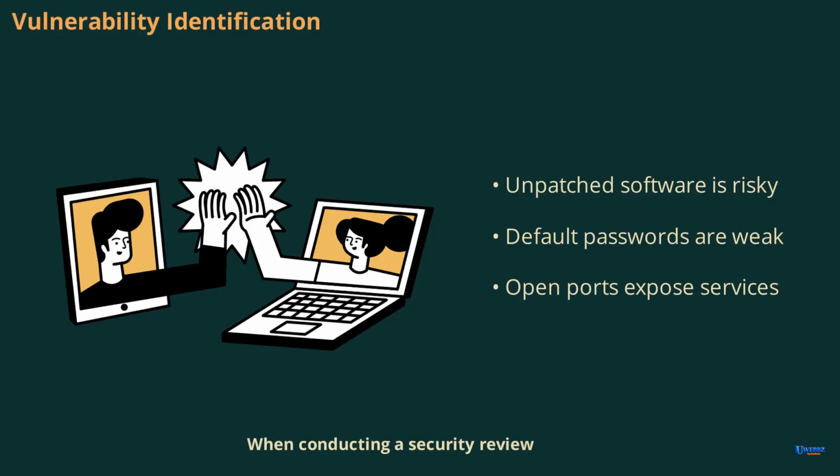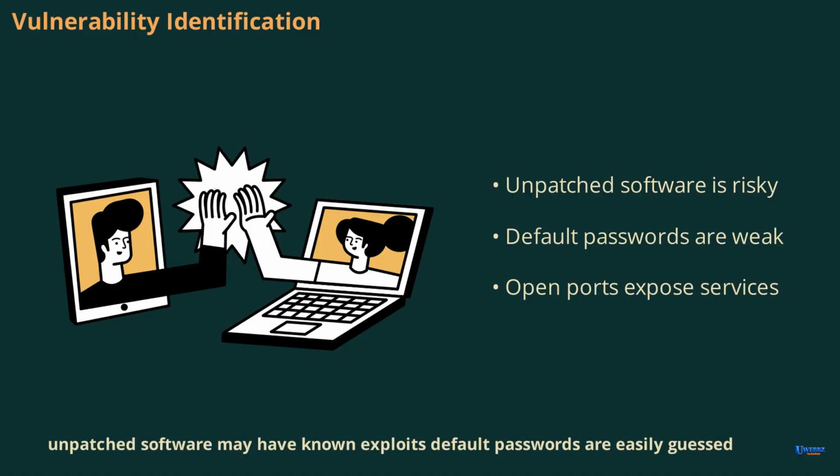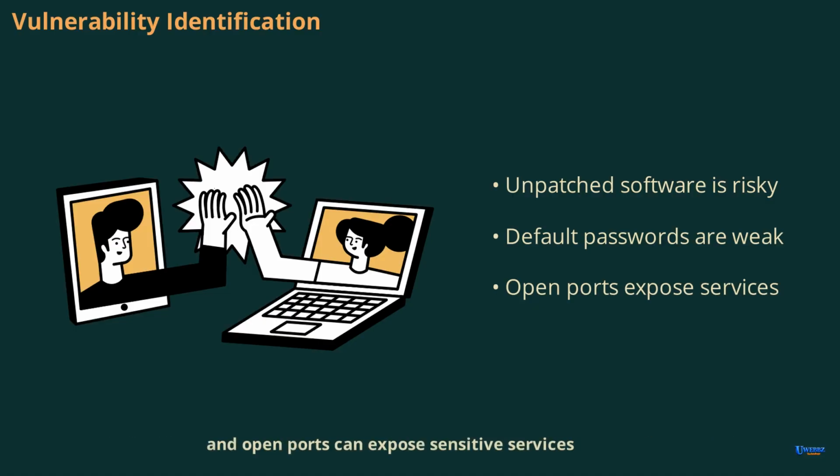In conducting a security review, look for vulnerabilities such as unpatched software, default passwords, and open ports. Each of these can be exploited by attackers to gain unauthorized access or cause damage. For example, unpatched software may have known exploits, default passwords are easily guessed, and open ports can expose sensitive services. Identifying and addressing these issues is essential for a secure environment.